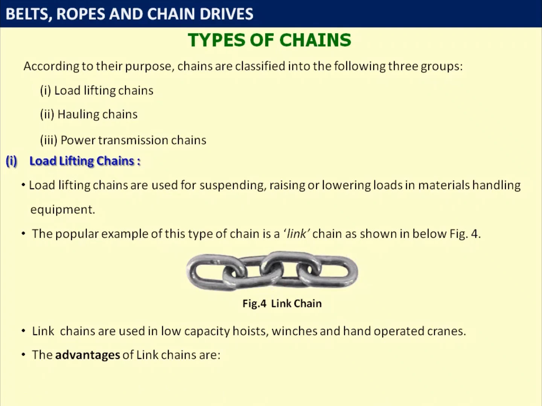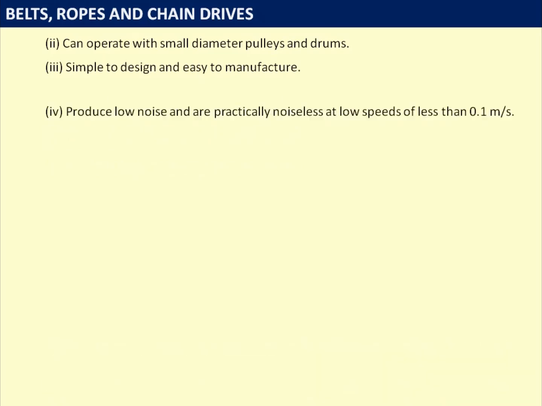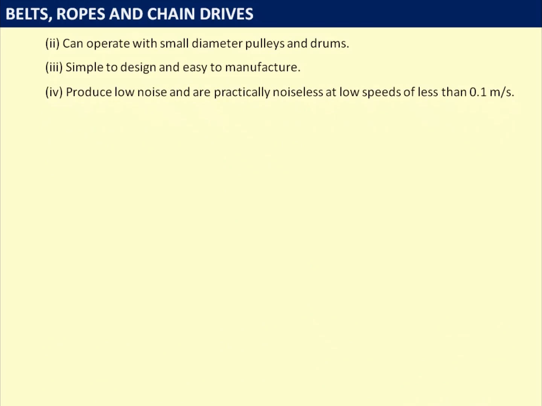The advantages of link chains are: it has good flexibility in all directions. Second, it can operate with small diameter pulleys and drums. Third, it is simple to design and easy to manufacture. Fourth, it produces low noise and is practically noiseless at low speeds of less than 0.1 meters per second.